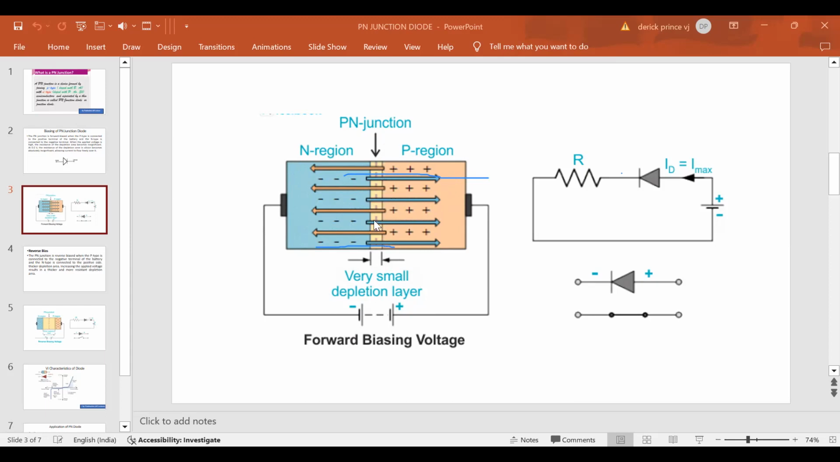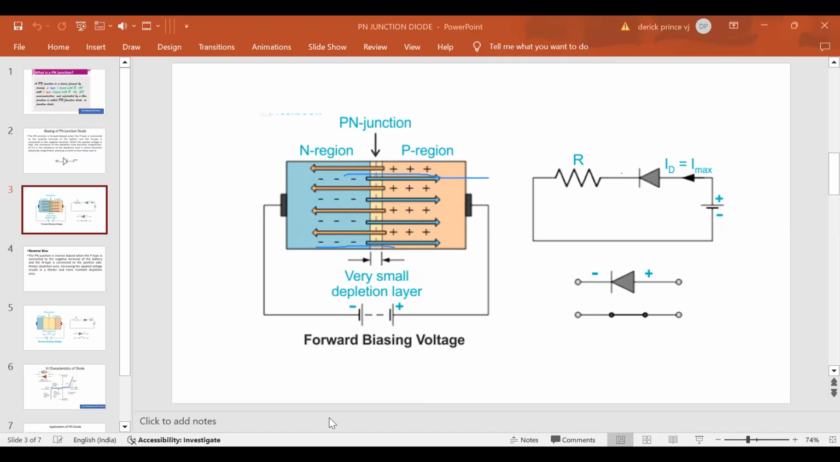So whenever there is a charge carrier movement, we have to increase this voltage. When the voltage is raised, if it is germanium, we can take it as 0.3, and if it is silicon, it is 0.7. So after that certain voltage, the depletion region will break, and there will be a movement of charge carriers. So when there is a movement of charge carriers, there will be a flow of current.